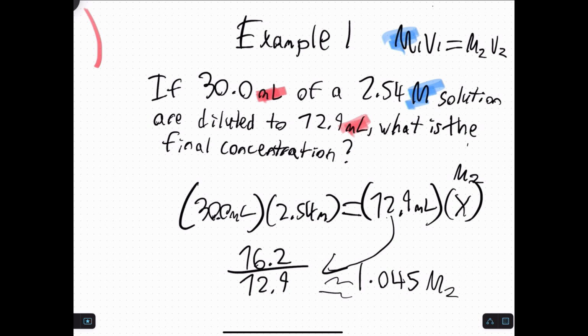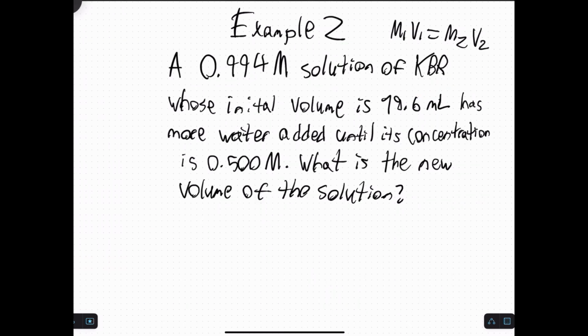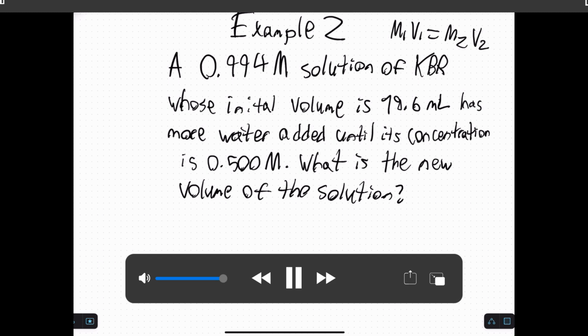So I'm now going to give you a you-try to help you with this. For our final example of the video, we have an M1V1 equals M2V2 example. A 0.994 molar solution of KBr, whose initial volume is 78.6 milliliters, has more water added until its concentration is 0.5 molar. What is the new volume of the solution? I'm going to let you try this one. Pause the video now and then I'll explain how to do it.